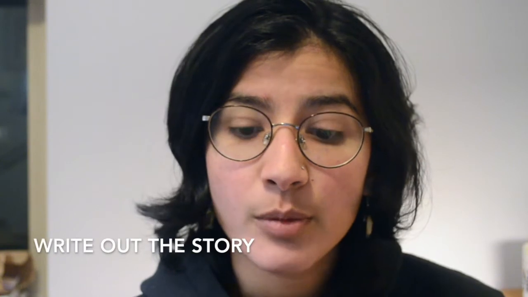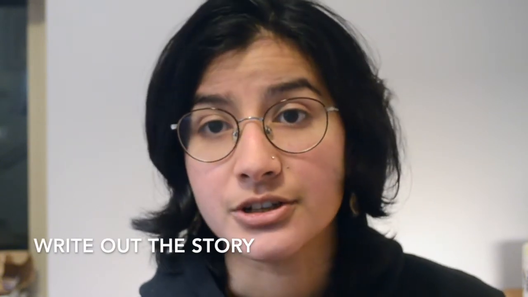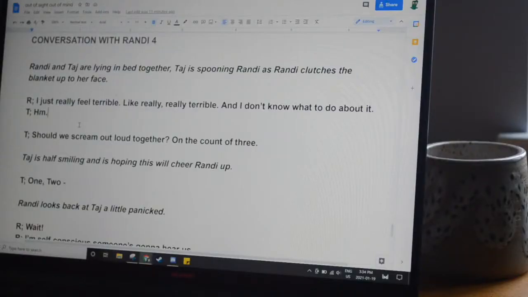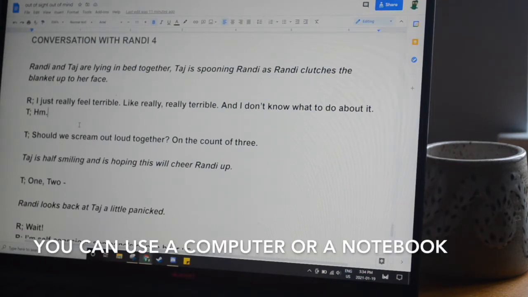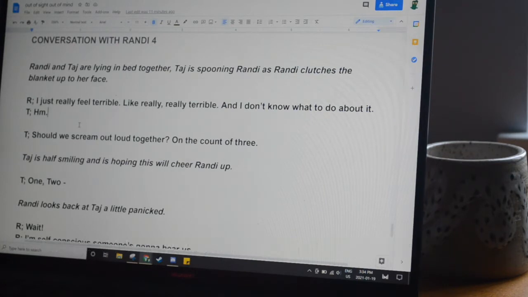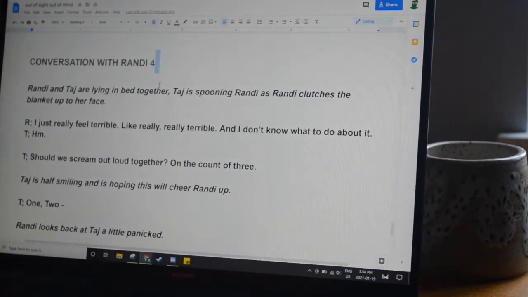We're going to start out by writing down the event or conversation in words. This is the first step that I take when planning out my story. I write down the moment or the conversation as best as I can remember. You can do this on the computer like I am, or if you want, you can do it by hand in a notebook. So here at the top you see that I've written conversation with Randy 4 because I've recorded other conversations that we've had before.